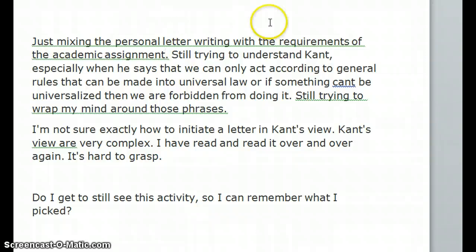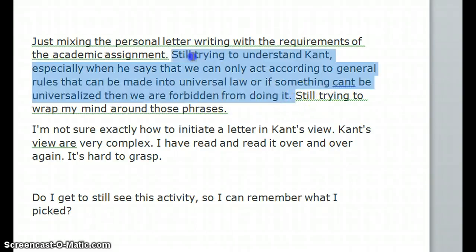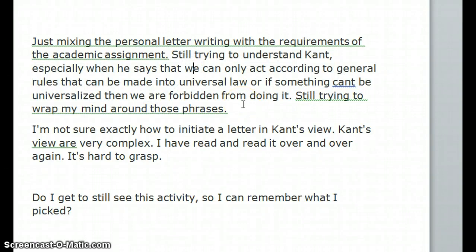This person says they're still trying to understand Kant, especially when he says that we can only act according to a general rule that can be made into a universal law. I know Eric is working really hard right now and sending you all personalized feedback to try to help you make sense of Kant so that you can do a good job on this first letter. And so if you're feeling unclear about Kant by the middle of this week, definitely let Eric know and let me know, and we can help get you there if you need more help.